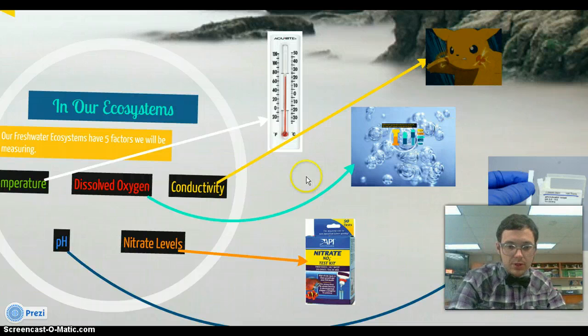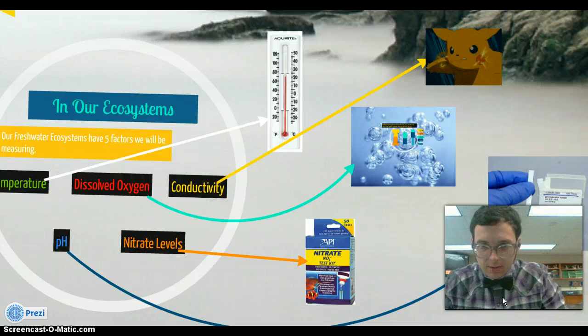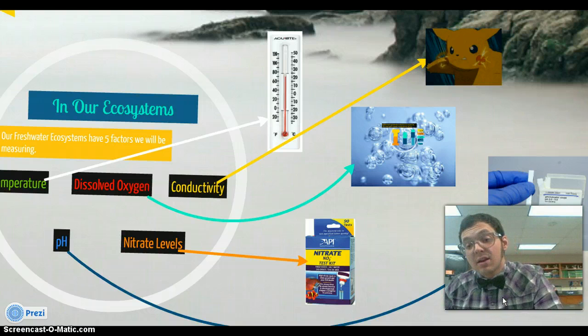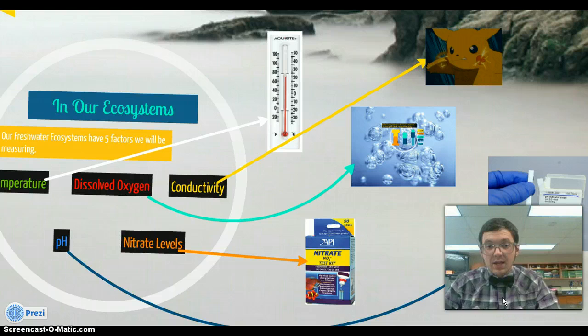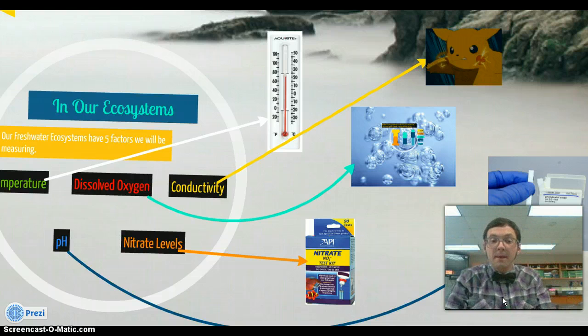pH, which is all the way over here. pH is how acidic something is. Acidic. Raise your hand if you like Sour Patch Kids. What makes Sour Patch Kids sour is the fact that they have acid. The more acid that's in something, the lower the pH. So as acid goes up, pH goes down.